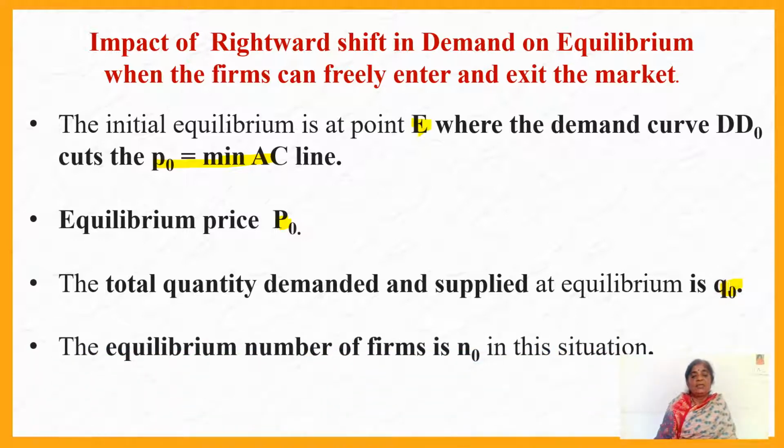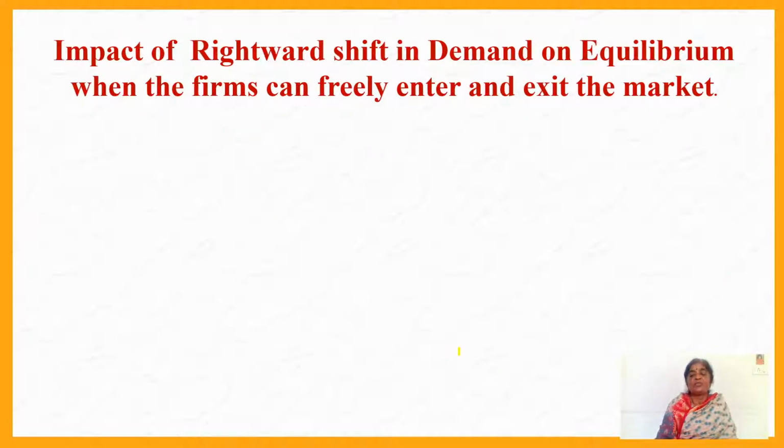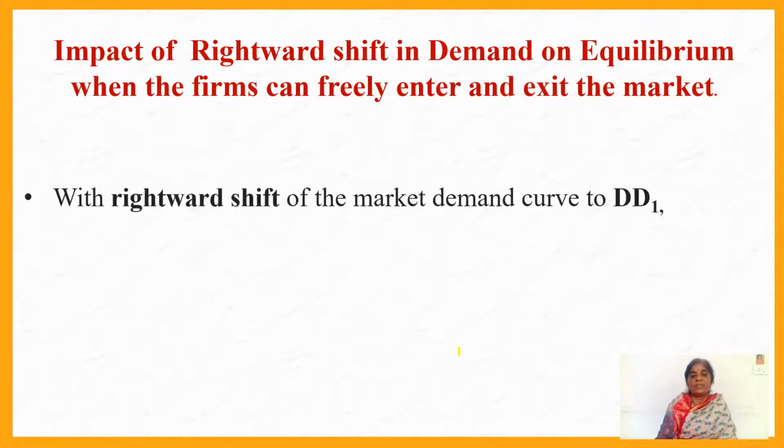But the situation at equilibrium, at the initial equilibrium, the number of firms also N0 we have to define. Why do we have to define the number of firms at equilibrium? The reason is this case is free entry and exit. The firms can enter freely and exit freely. Therefore, we have to define the equilibrium number of firms. That at initial equilibrium E we define as N0. And we will see after the shift what happens to the equilibrium number of firms.